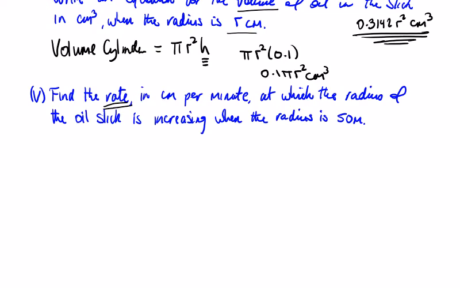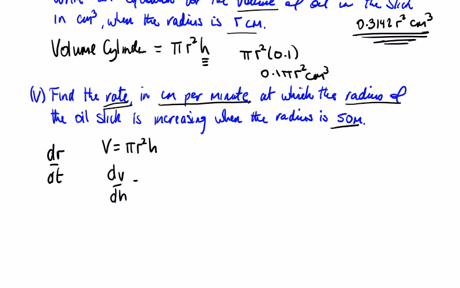Find the rate. Okay, once we're thinking rate of change, dy dx, or what have we got here? Well, always I say when we get these questions, we're looking for the rate in centimeters cubed per minute at which the radius is increasing. The radius increases over time. We have volume is pi r squared h. dV dr, and we have up here h is 0.1. That's not going to change. So we have 0.1 pi r squared. So that's volume.